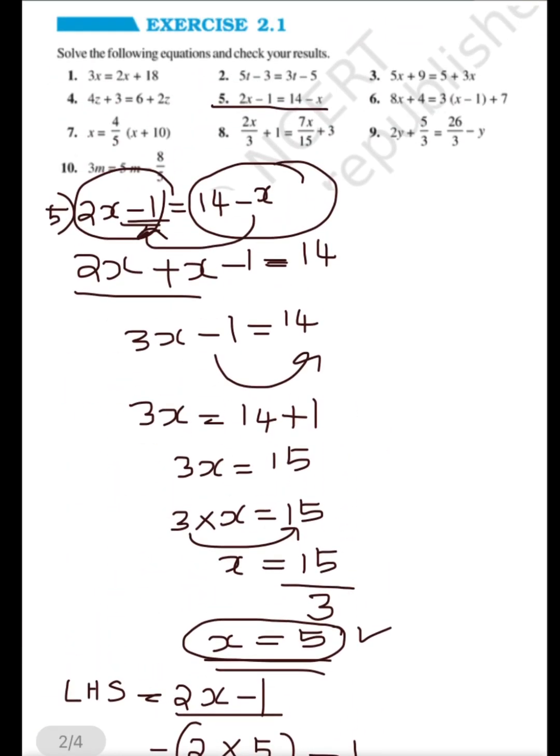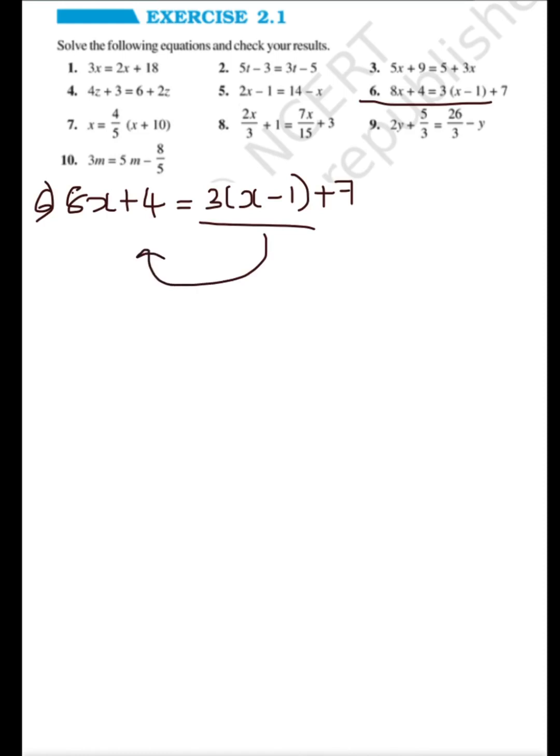Okay. So this is the fifth question. Now let's see sixth question. So what is the sixth question? 8x plus 4 equals 3 into x minus 1 plus 7. Okay, let's do that. So here you can see that there is a bracket present. If you are opening the bracket first, then it will be more easier. Otherwise you cannot take the variables to one side. You cannot take these terms to this side if you are not opening the bracket. So you have to open the bracket first. Okay, so let's do that.